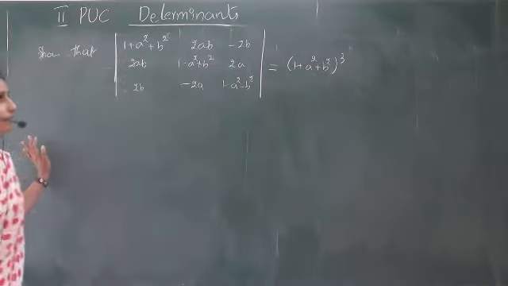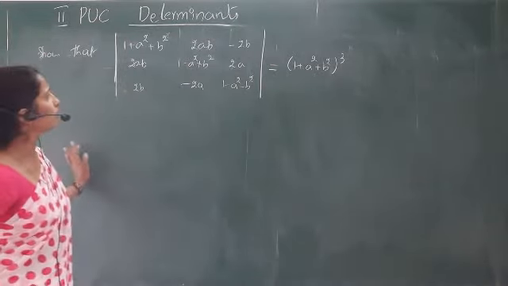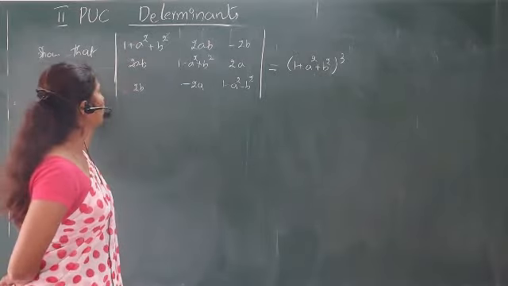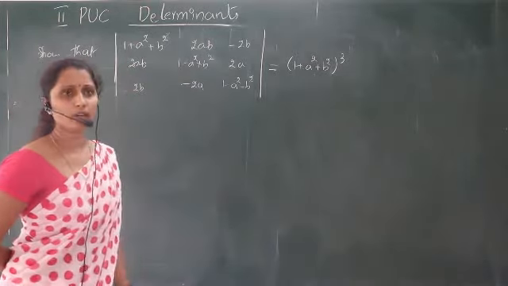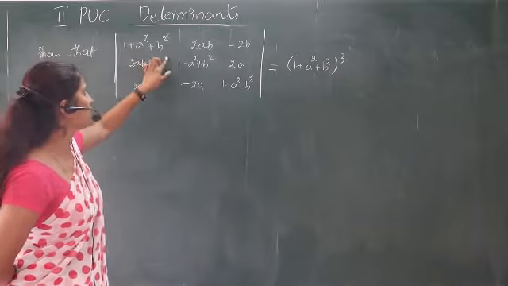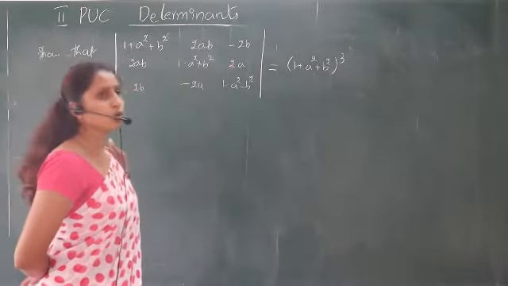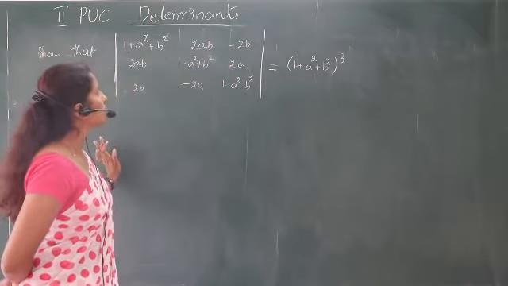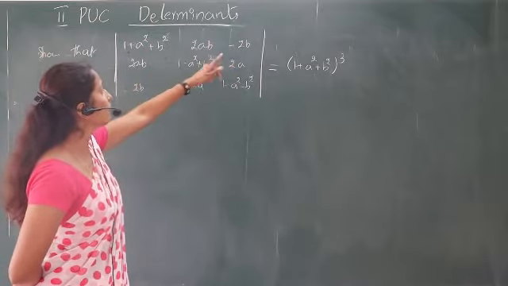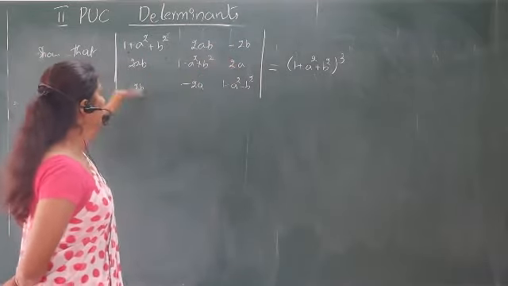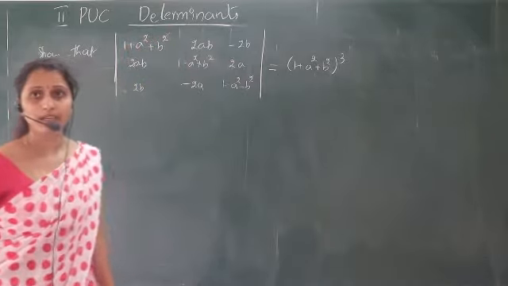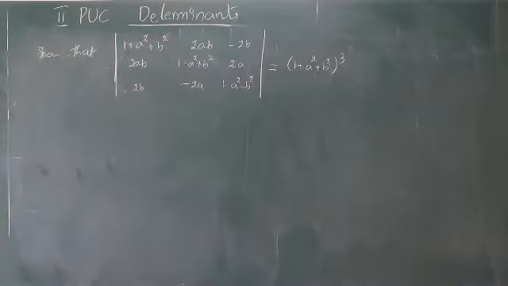How can we simplify? When you add directly row-wise or column-wise, we won't get the common terms. Since it is 1 plus a square plus b square, when you add these two also there are no changes, or when you add this also no changes. So what we can do is multiply any element and then add. So I'll make a change of C1.